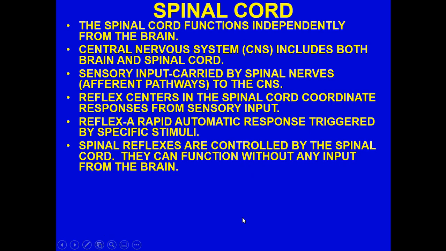When I talk about the spinal cord functions, they basically work independently from the brain. The central nervous system includes both brain and spinal cord, as we've said. You have a sensory input, which is carried by spinal nerves. These are the afferent pathways to the CNS. Reflex centers in the spinal cord coordinate responses from that sensory input. Okay, so we're going to have some sort of motor output eventually. Now, a reflex is a rapid automatic response triggered by a specific stimulus. Spinal reflexes are controlled by the spinal cord, and they can function without any input from the brain.